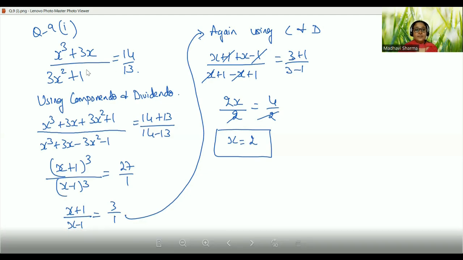So x cube plus 3x, this is the sum using componendo or dividendo. I get this, which is nothing but (x plus 1) whole cube and (x minus 1) whole cube. And again I used componendo or dividendo and I get x as 2. So easy. There's a similar example in your textbook. If you're using Selina or Frank or Agarwal, there's a similar example. See that.